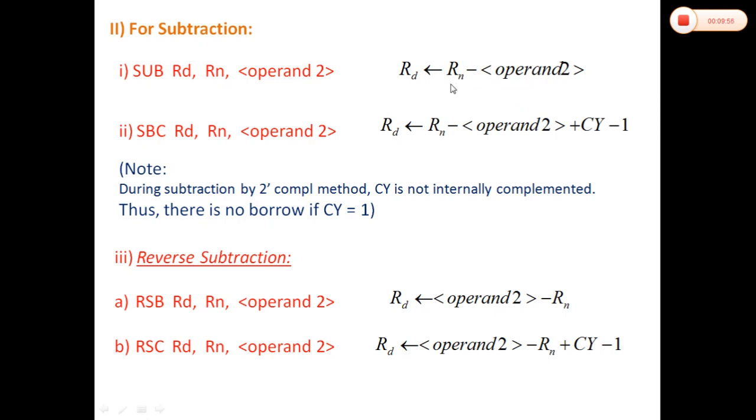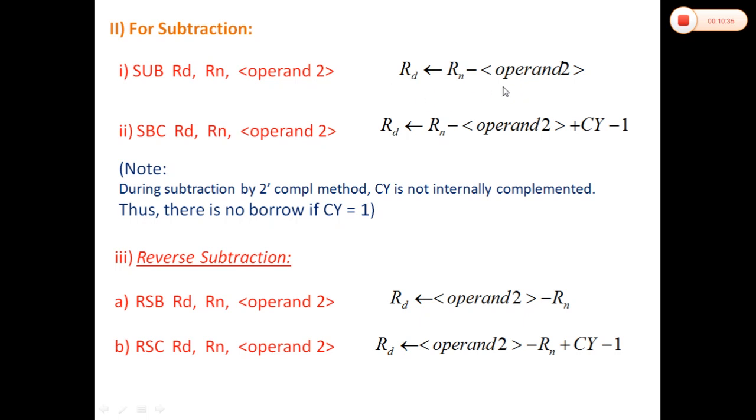But in ARM, this step of internal complementing of carry is not done. So in case of the ARM processor, when this instruction is executed, only the 2's complement of operand 2 will be added to Rn and the result will be stored in Rd. But whatever carry is generated, it will not be internally complemented. And therefore, the situation is exactly opposite. That means when this instruction is executed, if carry is 1, then actually the borrow is not needed. And when carry is 0, it means that the borrow was needed.